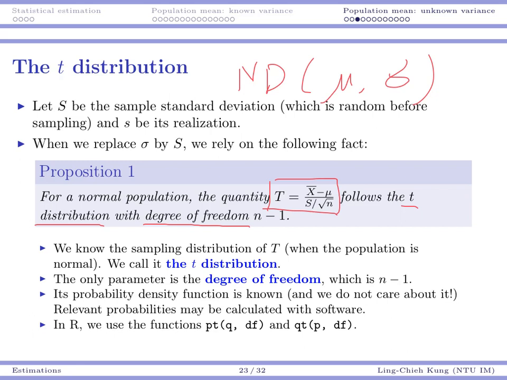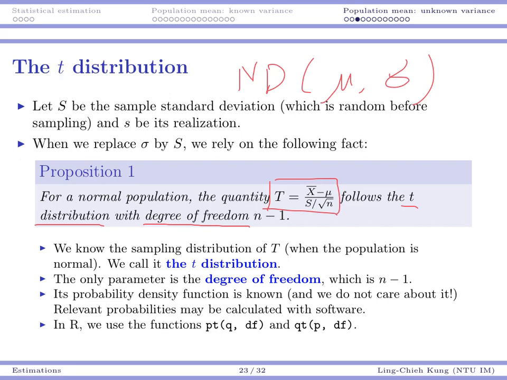Okay, pnorm and qnorm work like that. Given a quantile, what's the tail probability? What's the left tail probability? Or given a left tail probability, what's the quantile to get that? When we are calling pnorm or qnorm, we are talking about normal distributions.